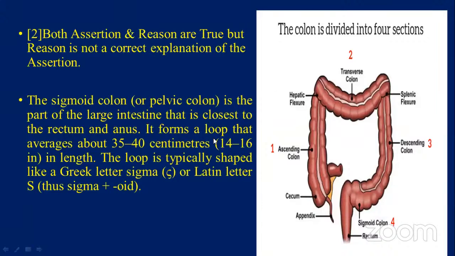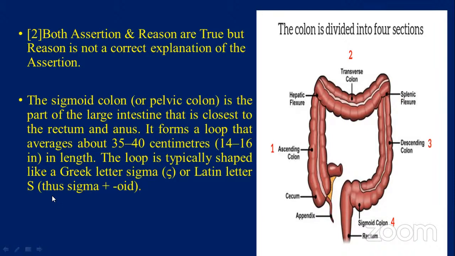Okay. Second one, what is that? You know what it is about? The sigmoid colon is the part of the large intestine close to the rectum and the anus. It forms a loop that averages about 35 to 40 centimeters, 14 to 16 inches in length. The loop is typically shaped like the Greek letter sigma. This one, sigma. Okay, this part. Latin letter.